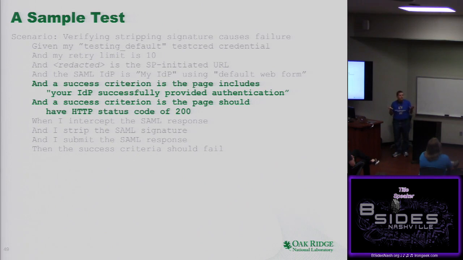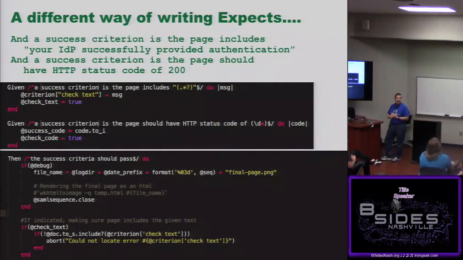We wanted to put together some different ways to say what was successful. So these are examples of, okay, if I go through all of this, I'm going to specify that the resulting page should include some information. I should have some specific HTTP status codes, and that's basically collecting up that and what amounts to a set of expects that get saved.